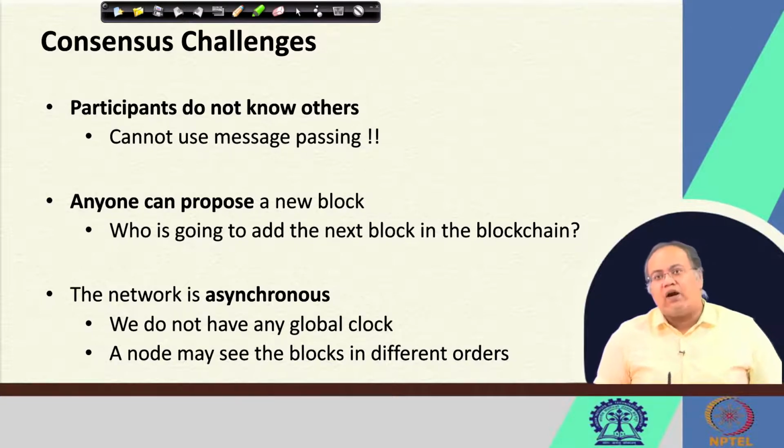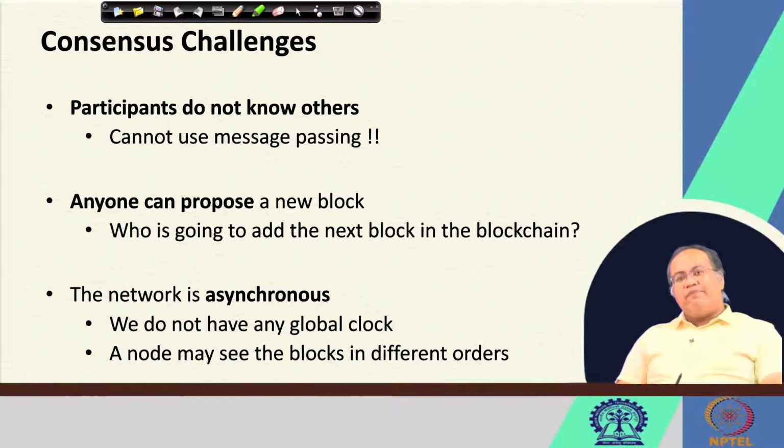Well, someone of you may ask me the question: sir, there is TCP, the transmission control protocol, over the internet that can support reliability. Well, then why are we assuming asynchronous behavior? But here you remember that TCP is an end-to-end protocol, and here we are actually talking about an application layer peer-to-peer network.